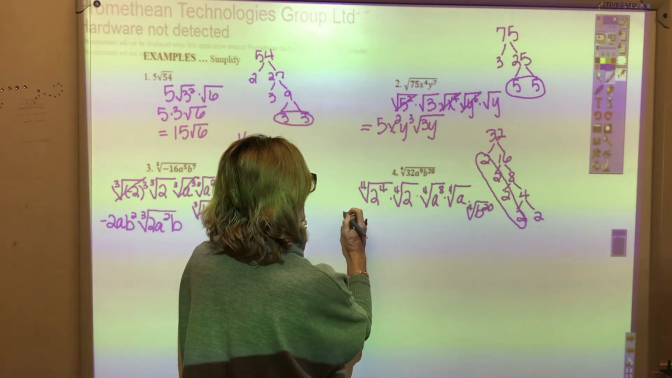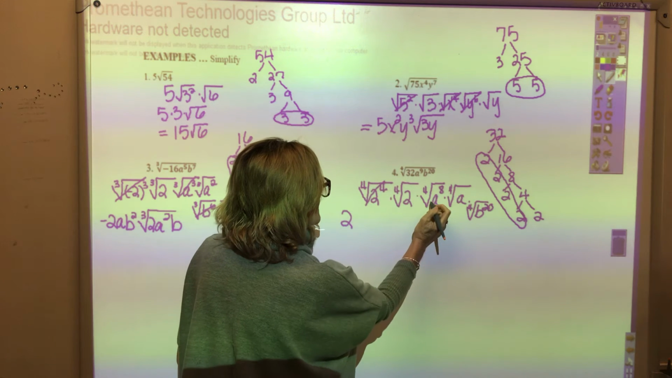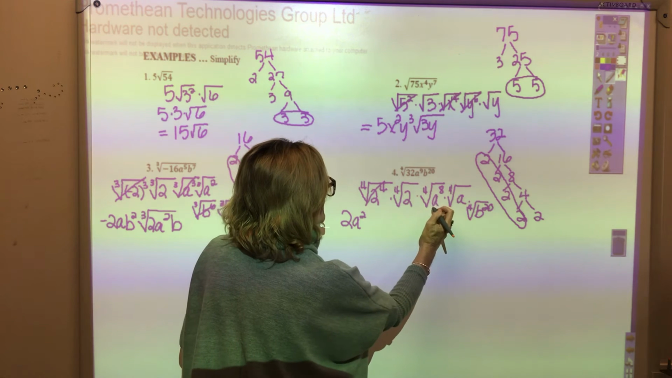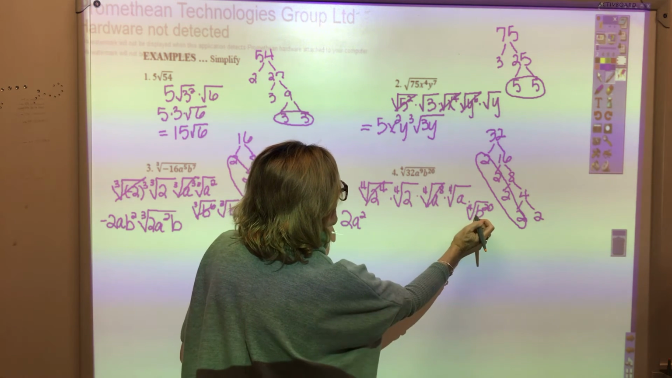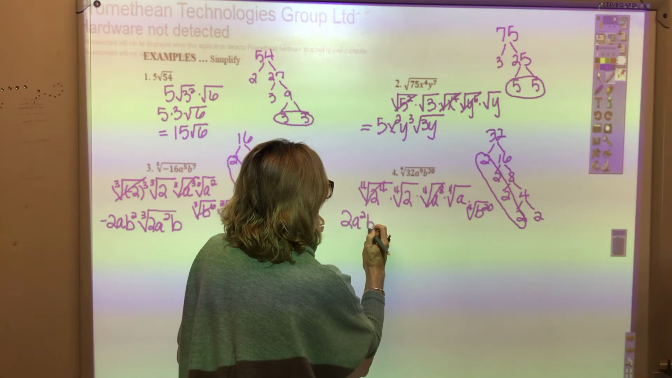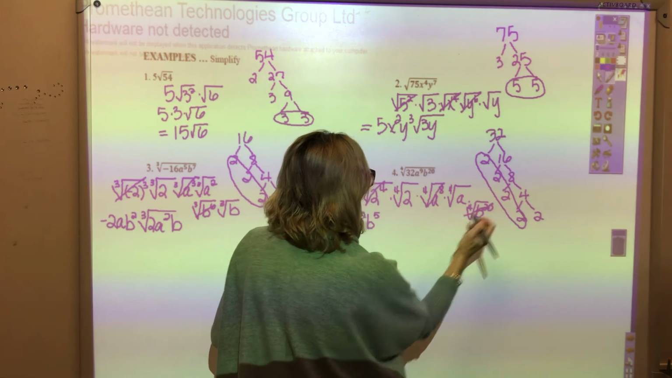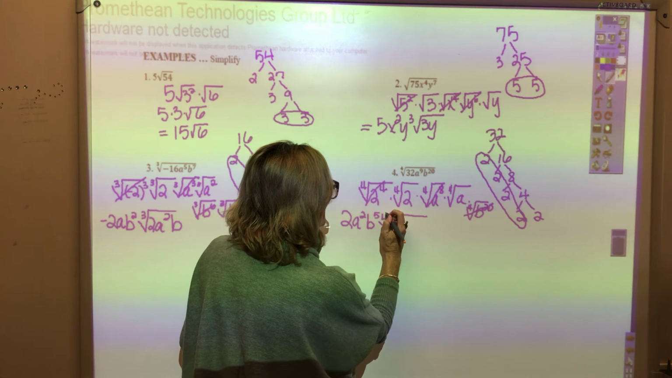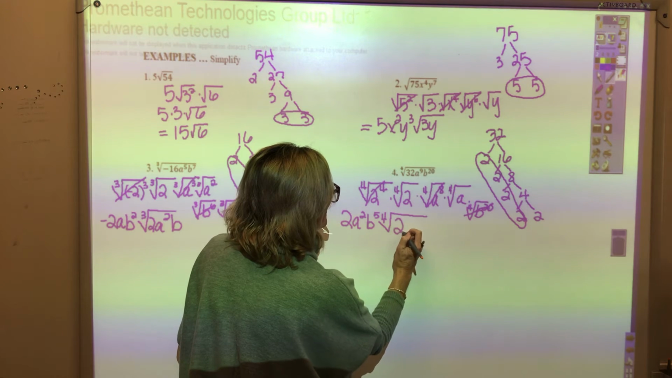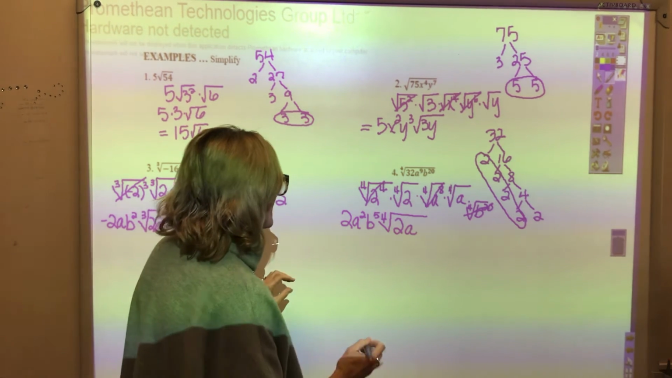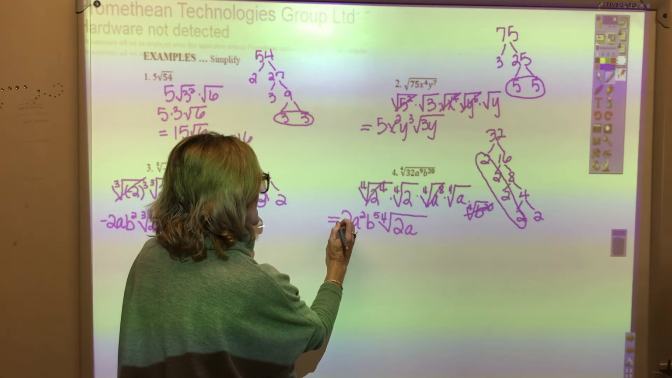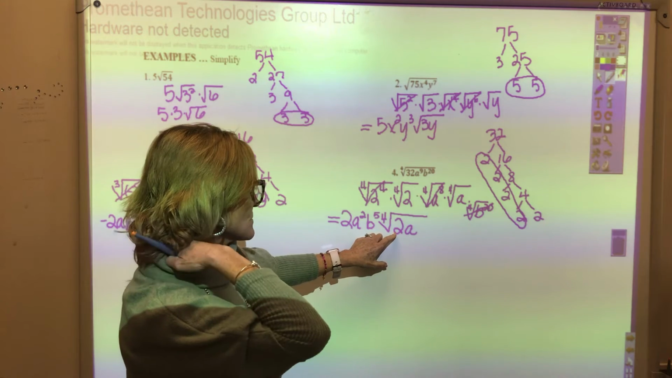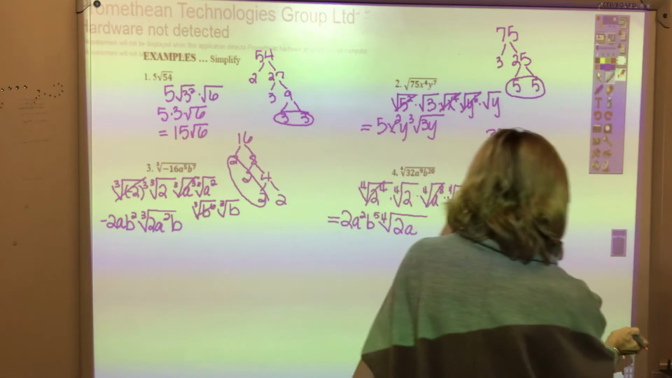This would leave us with a 2, so I'm going to mark it off. This would leave us with an a squared, so let's mark it off. This would leave us with a b to the 5th. So we'll mark it off. And then all we have left underneath the radical would be the fourth root of 2a. So its actual answer is 2a squared b to the fifth times the fourth root of 2a. Okay.